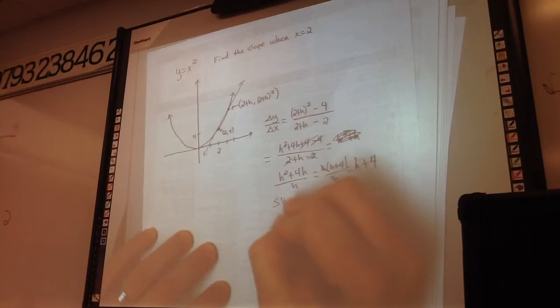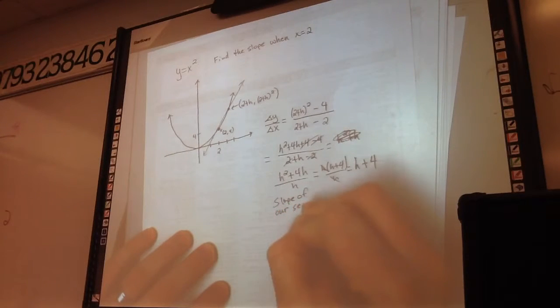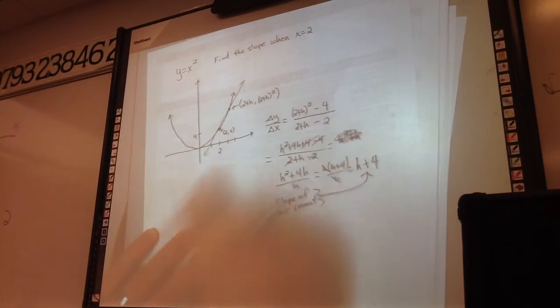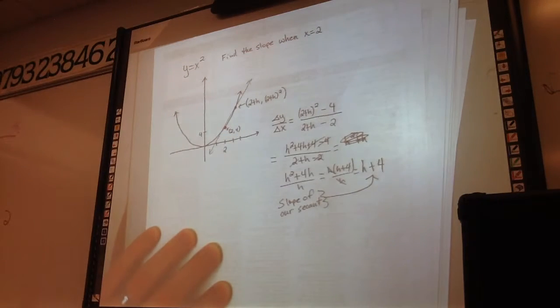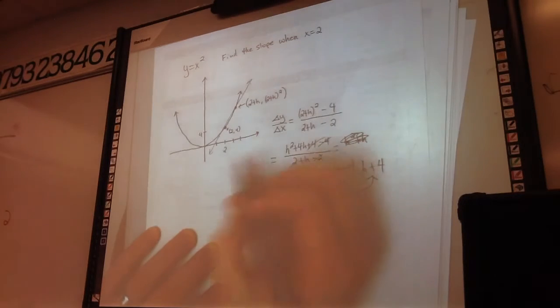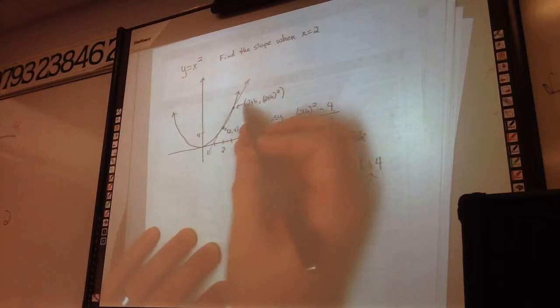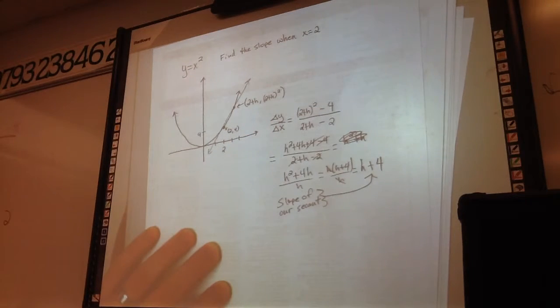So that's the slope of our secant line, right there, h plus 4. That's the slope of that line. So that just depends on what h is, right? If we make h big, this will get bigger. But what do we want h to be?